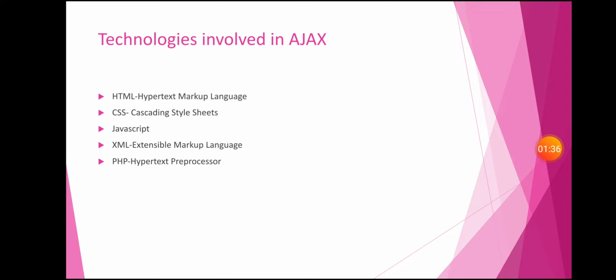So we see what is asynchronous in Ajax. Asynchronous means that we are exchanging data to or from the server, or we are posting the data to the server in the background without having to refresh the page again and again. We are exchanging data in the background.